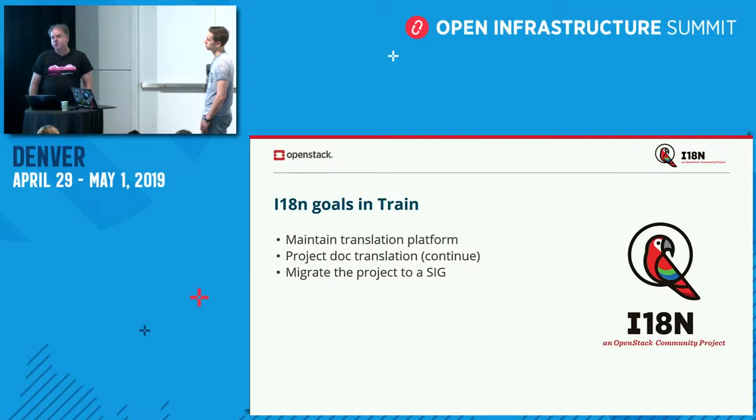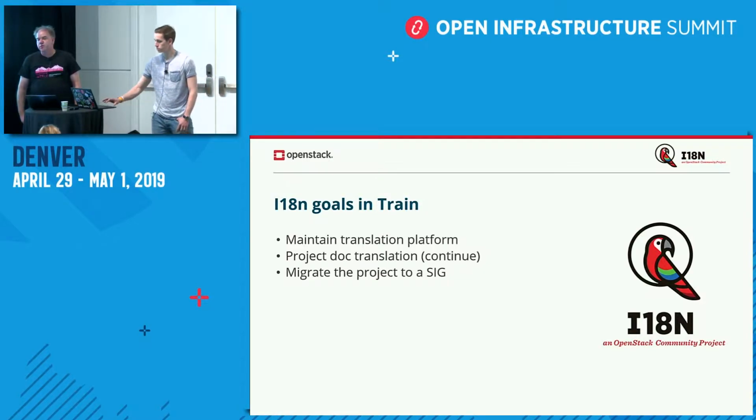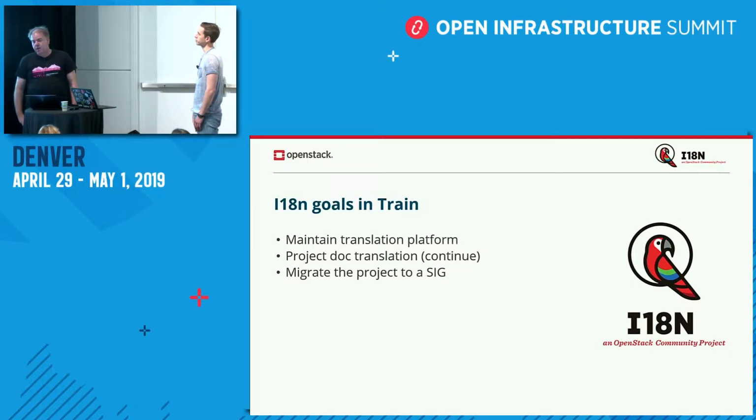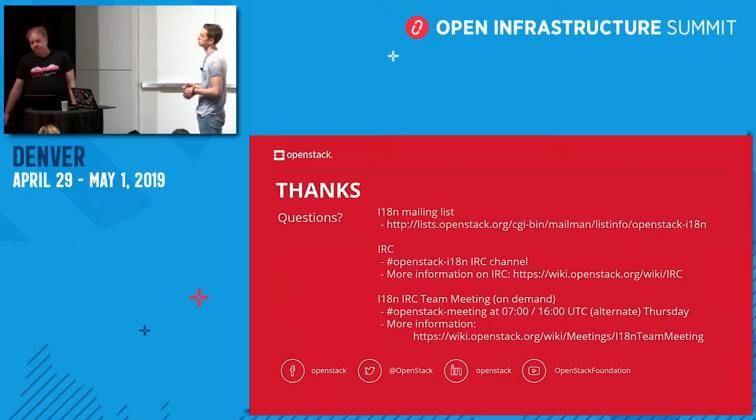Continue also the translation of the project docs. There are these 3 early birds. This is to decide. Whether we go further with other documentation, we'll see. The next thing is also to migrate the project from the official project status to a special interest group. We are thinking about this. I think this is also to discuss at the project team gathering.